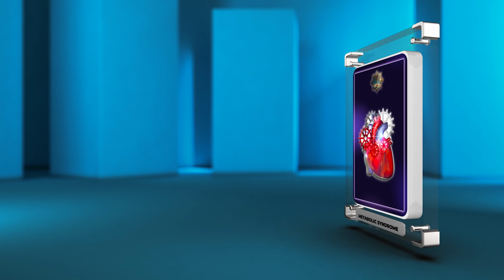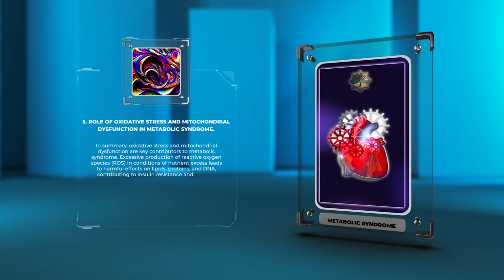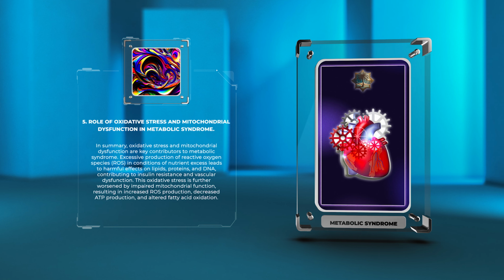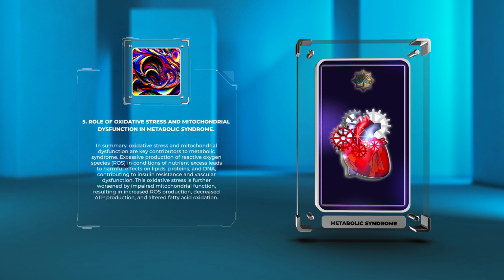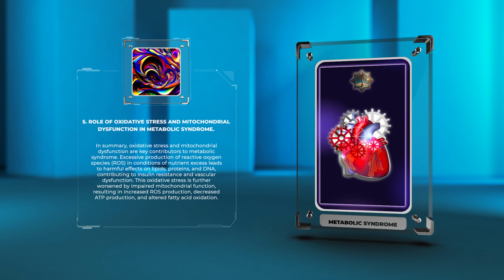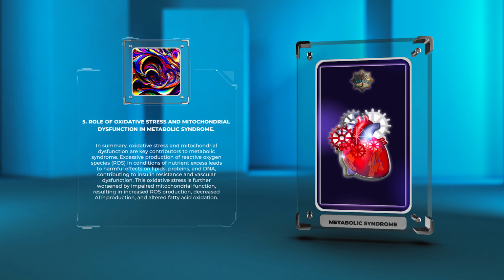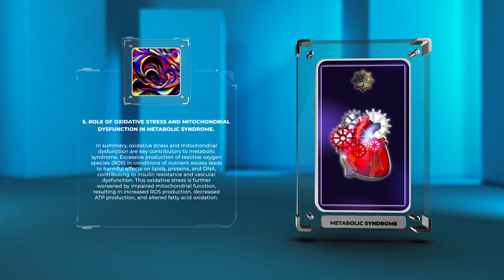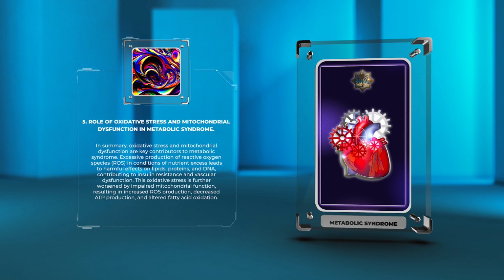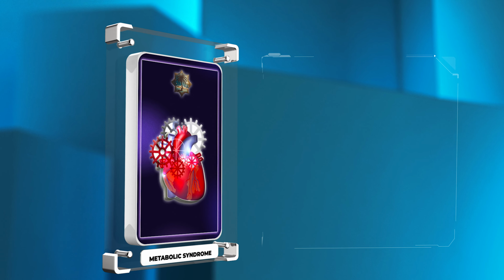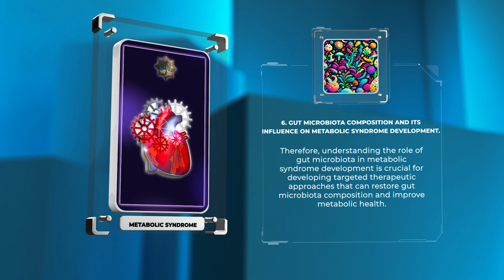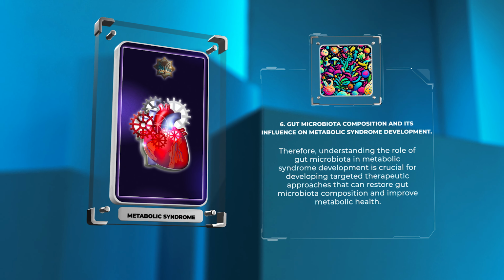In summary, oxidative stress and mitochondrial dysfunction are key contributors to metabolic syndrome. Excessive production of reactive oxygen species, ROS, in conditions of nutrient excess leads to harmful effects on lipids, proteins, and DNA, contributing to insulin resistance and vascular dysfunction. This oxidative stress is further worsened by impaired mitochondrial function, resulting in increased ROS production, decreased ATP production, and altered fatty acid oxidation. Therefore, understanding the role of gut microbiota in metabolic syndrome development is crucial for developing targeted therapeutic approaches that can restore gut microbiota composition and improve metabolic health.